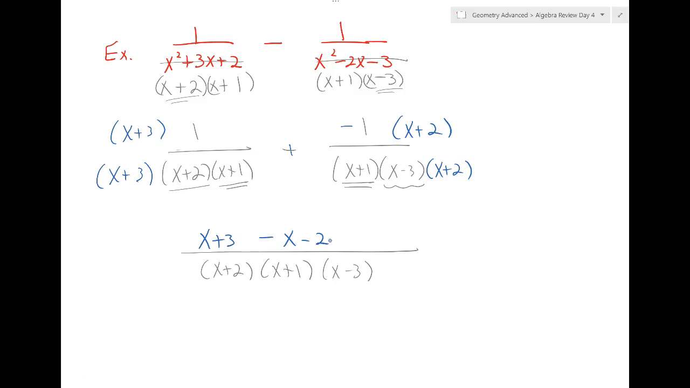So what are we going to do? Well, we're going to simplify it together. Well, x minus 3 minus x minus 2, well, that gives me what value here? Oops, I think that's supposed to be an x minus 3.